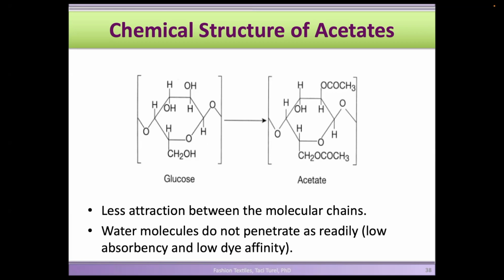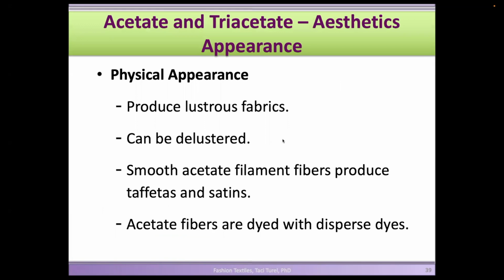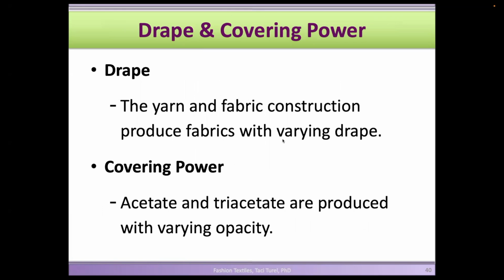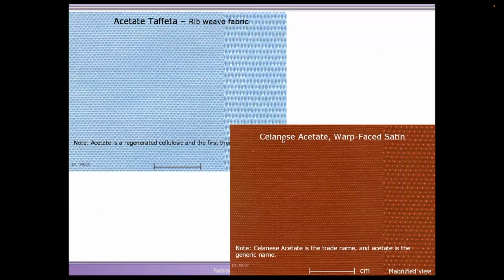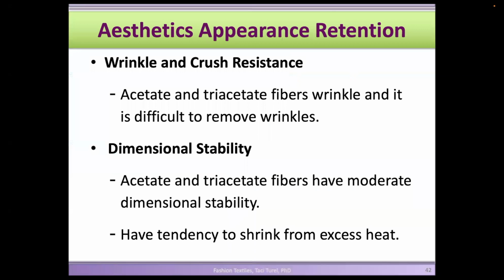It's harder for these fibers to absorb water and moisture. They're lustrous. They can make really nice taffeta and satin fabrics because of their shine and luster. They can be produced with different amounts of drape or opacity. These are different acetate fabrics. This is a taffeta, a Celanese acetate. They wrinkle a lot and it's difficult to remove the wrinkles. So when taking care of acetate fabrics, you're not supposed to wring them either because they will wrinkle really badly and it will be very difficult to remove that.